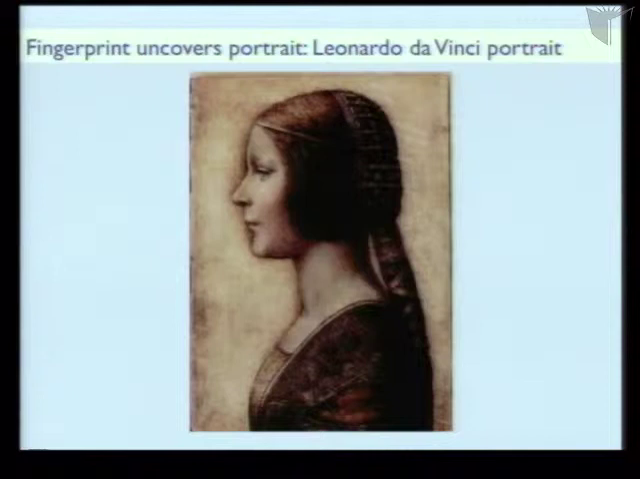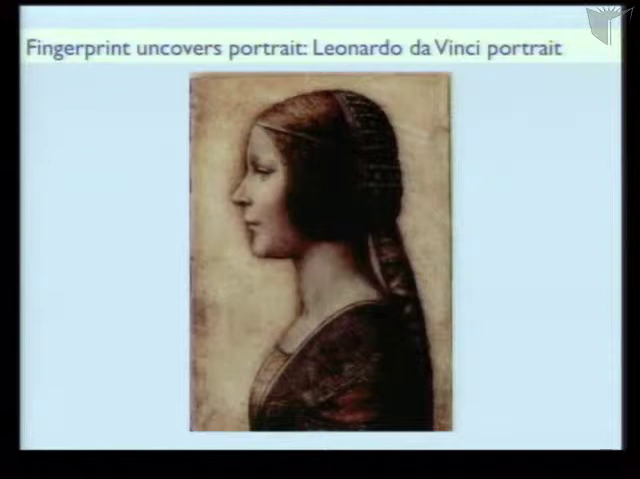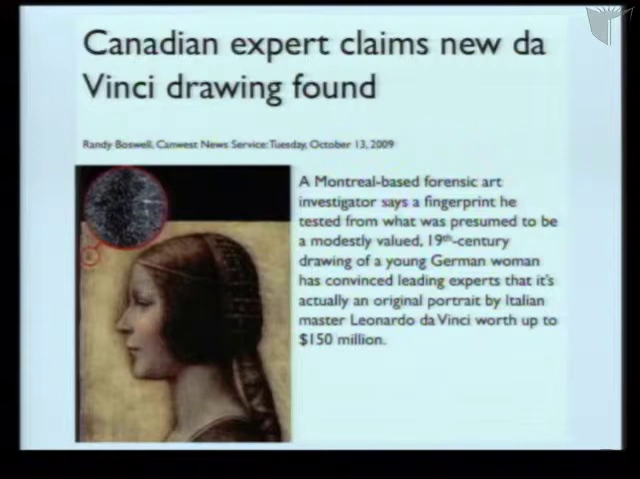For example, this picture that you saw maybe 2 weeks ago in the newspaper is a picture that was bought by a collector in Montreal, and see what he found. Essentially, it cost him $19,000. But what happens? Claims a new Da Vinci drawing found because of the fingerprint found on the painting. And this fingerprint happens to be the fingerprint of Da Vinci. And look at the value of the painting afterwards. $150 million.